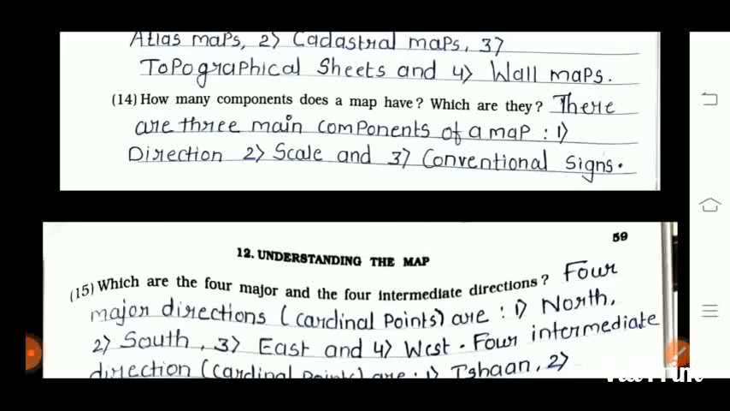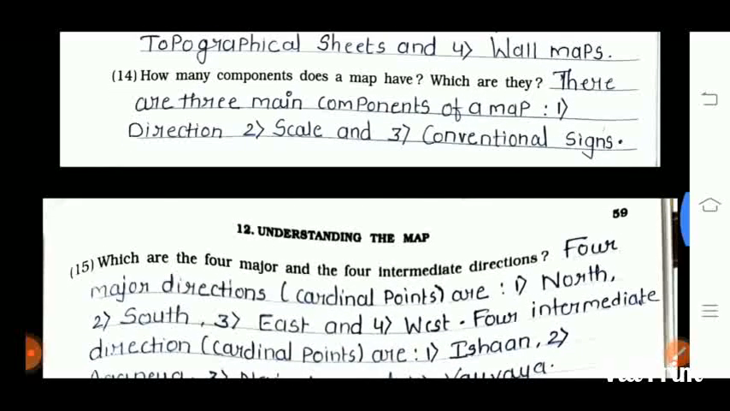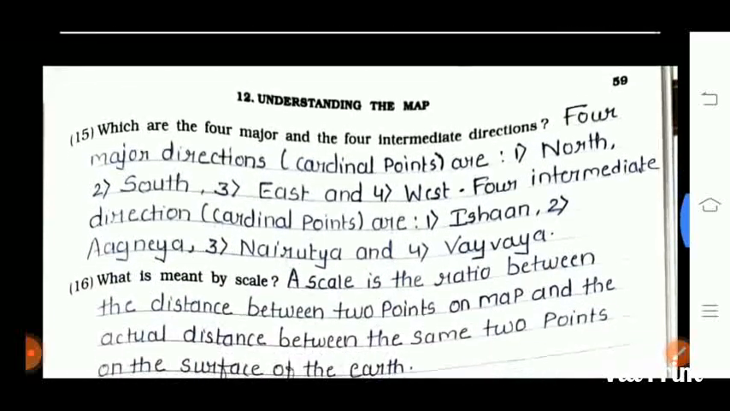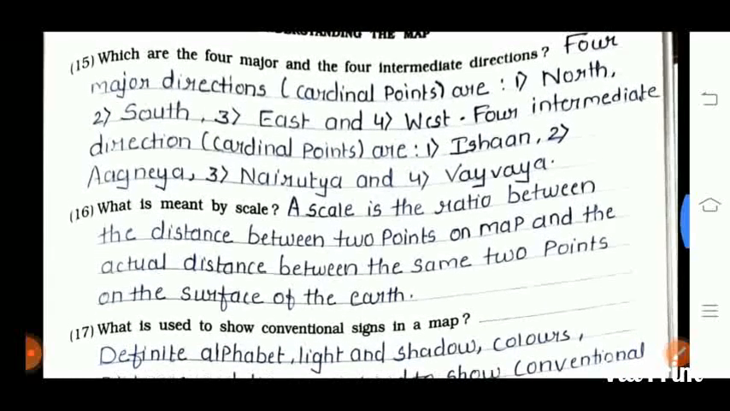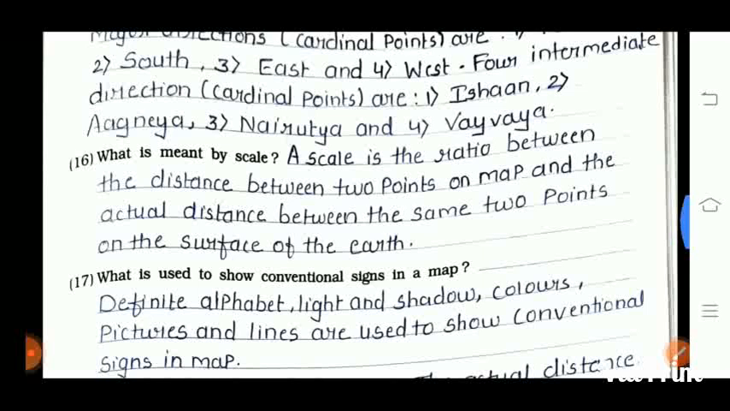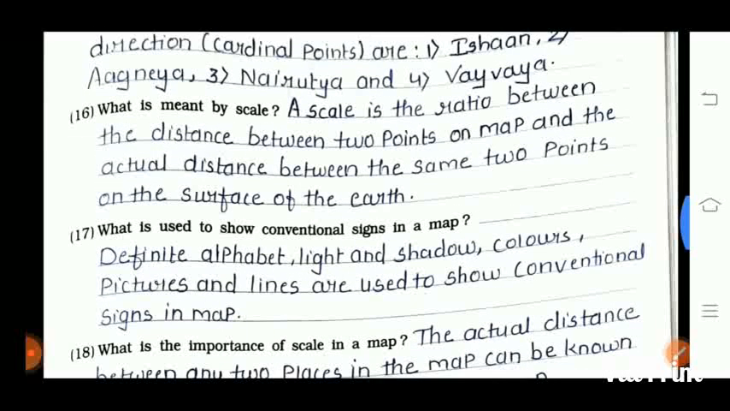14th one is how many components does a map have? Which are they? There are 3 main components of a map, that is direction, scale and conventional signs. 15th one is on the next page. Which are the 4 major and the 4 intermediate directions? The 4 major directions, that is cardinal points, are north, south, east, west. The 4 intermediate directions are Ishan, Agniya, Nairitya and Vayavya. Okay, these are the 4.